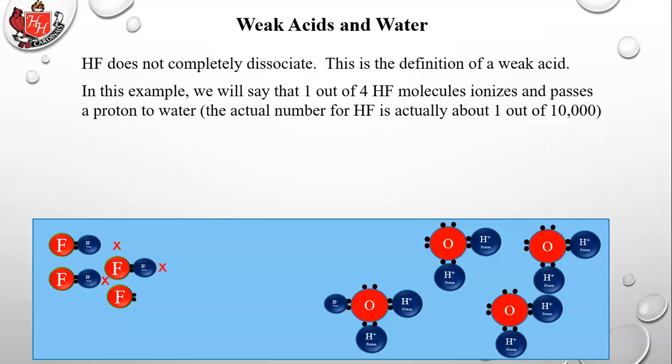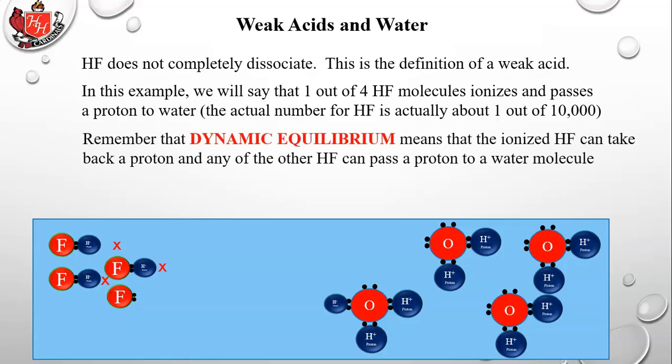Now remember, in a dynamic equilibrium, that proton that was just donated to the water can go back to that hydrofluoric acid, and then a different hydrofluoric acid can donate a proton, and then it can go back. It's just simply on average, in this example, 1 out of every 4 at any one time is ionized. So remember that dynamic equilibrium means that the ionized hydrofluoric acid can take back a proton, and any of the other hydrofluoric acids can pass a proton to the water molecule.